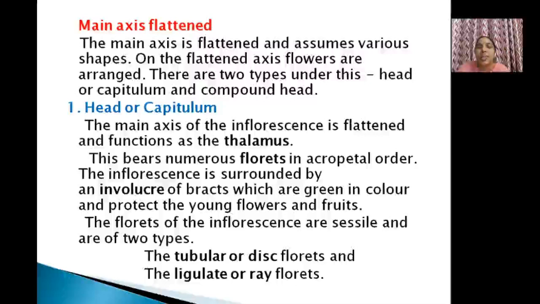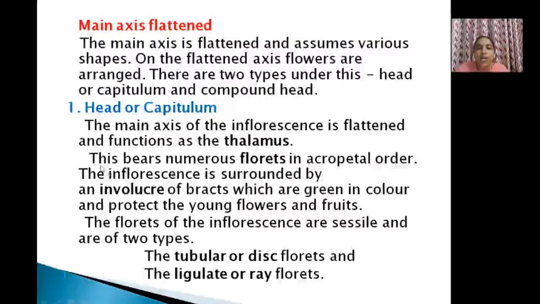Okay, what is a head? The main axis is flattened. The flattened main axis is called the thalamus; it functions as, and looks like, a thalamus. It bears small flowers called florets, arranged in acropetal order. A large number of bracts are also present at its base, known as the involucre of bracts, and the bracts are green in color.